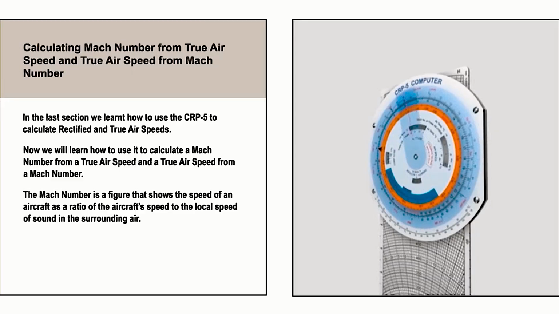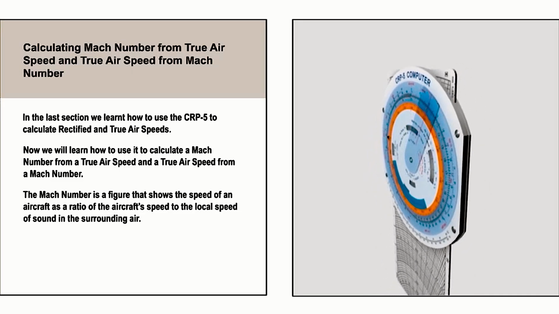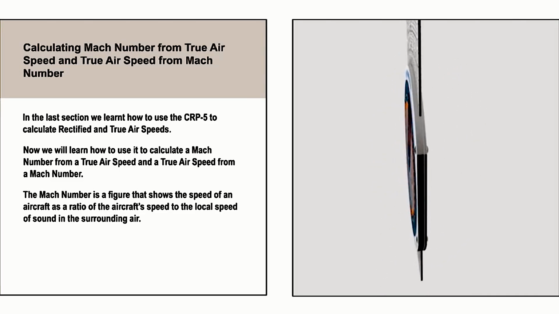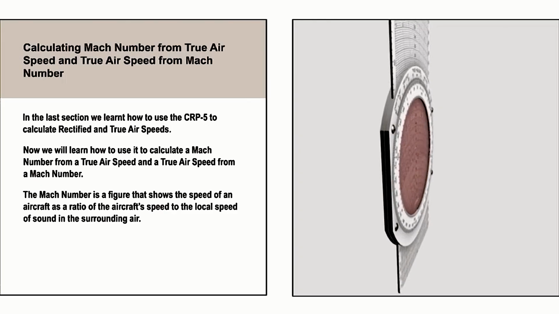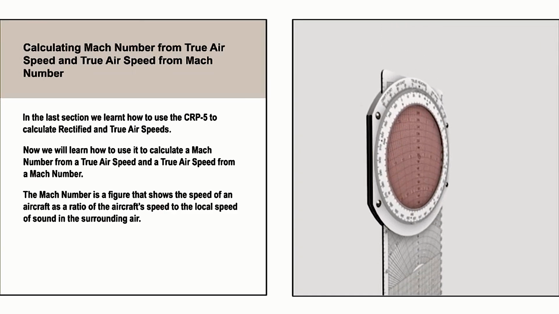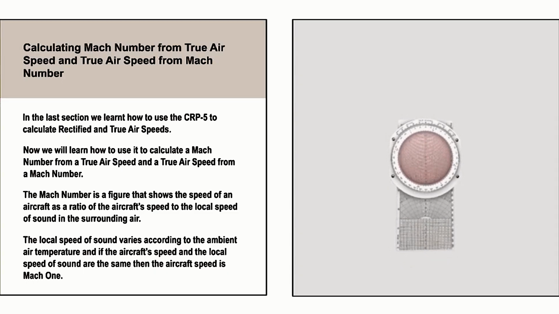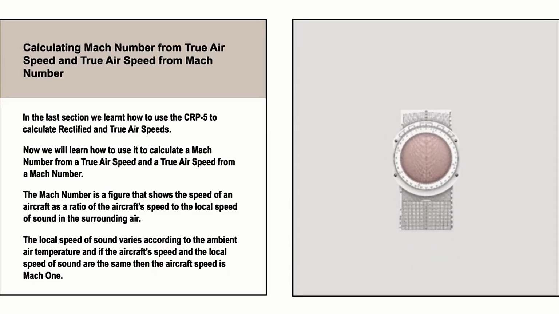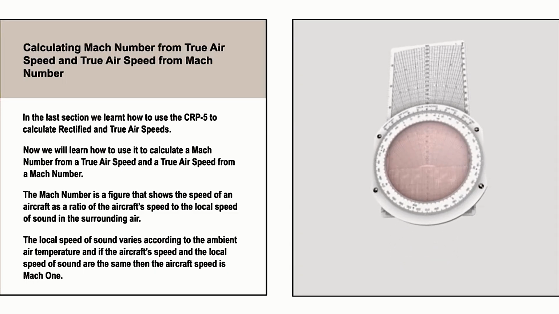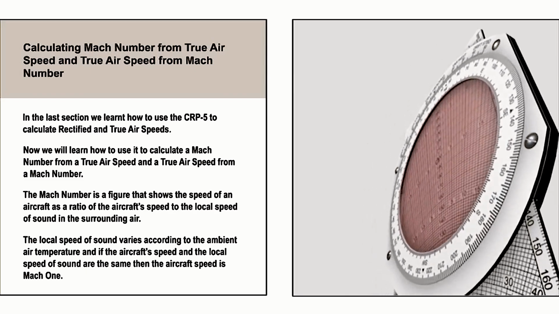The Mach number is a figure that shows the speed of an aircraft as a ratio of the aircraft's speed to the local speed of sound in the surrounding air. The local speed of sound varies according to the ambient air temperature, and if the aircraft's speed and the local speed of sound are the same, then the aircraft speed is Mach 1.